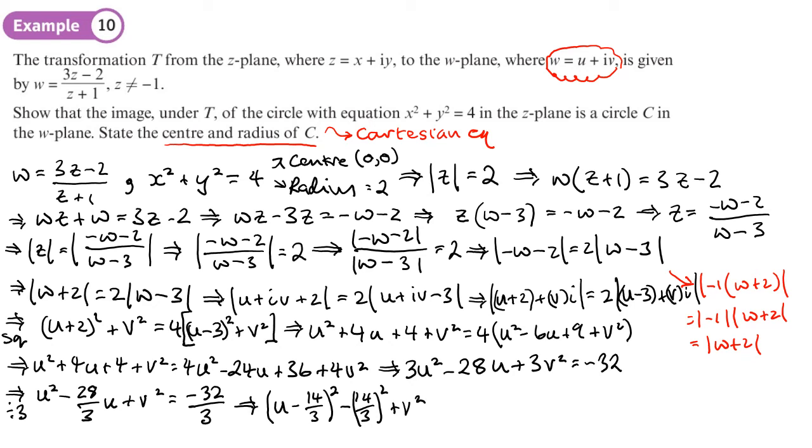That's just as it is, equals negative 32 over 3. So now I'm going to add 14 over 3 squared to both sides. Now I think 14 squared is 196. So I need to add 196 over 9 to both sides. So if I do that, I will have u minus 14 over 3 all squared plus v squared equals 100 over 9. Okay, and that sort of seems to be quite nice, doesn't it?